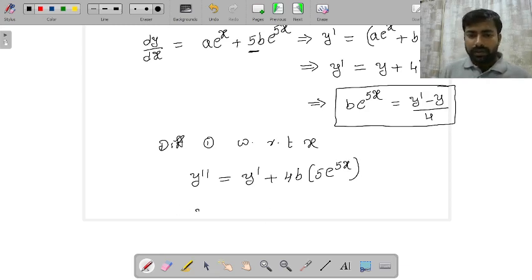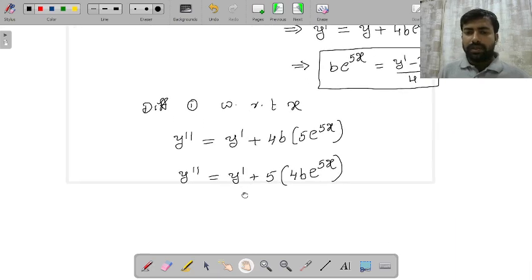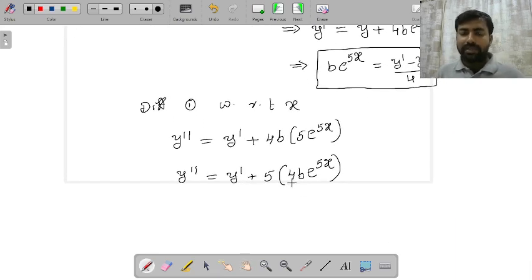Okay. So now y second derivative equals y first derivative plus, I'll do one thing, I'll write 5 outside and I'll write this expression here, that is 4b into e power 5x. Okay, so if we can eliminate this b from this expression, then we are done with it. And we know what is b into e power 5x. Here we found it, right? So now you substitute this expression here in place of 4b into e power 5x.